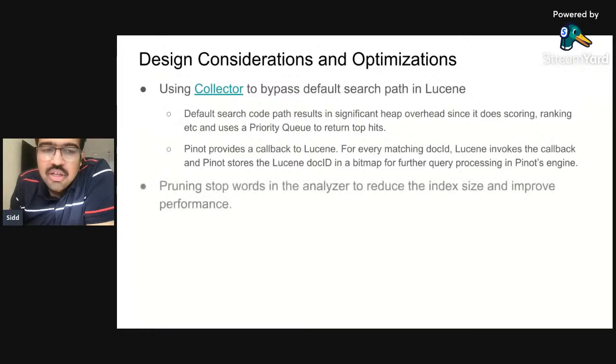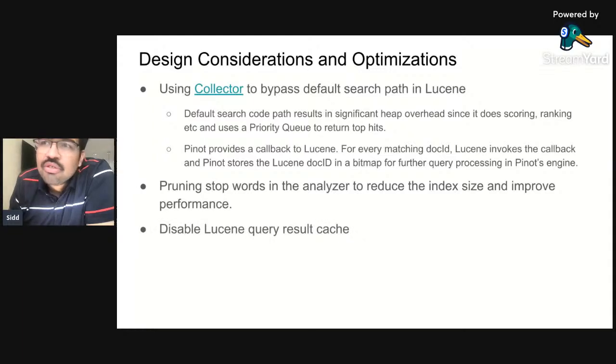Then it is common that huge text has stop words like a, and, the, which will never be searched in the queries, but they have the potential to increase the size of your index and can also hurt your query performance. So the analyzer can prune the stop words to reduce the index size and improve performance. So we customize the analyzer to add a set of stop words, so they are pruned from the index during the index generation itself.